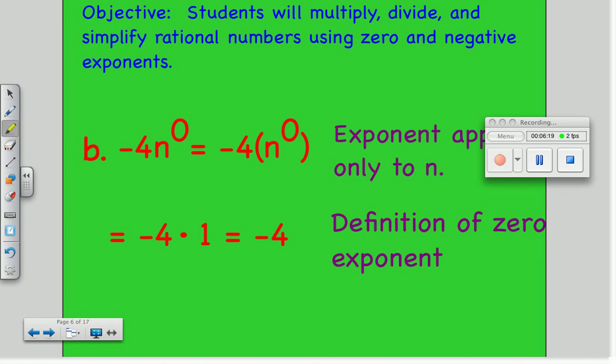How about -4 times n to the power of 0? Well, n to the power of 0 is 1. So it's -4 times 1. -4 times 1 is -4. So there's your answer.